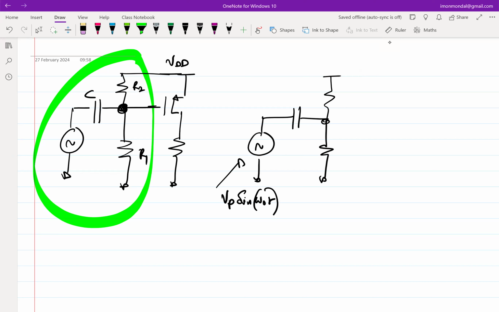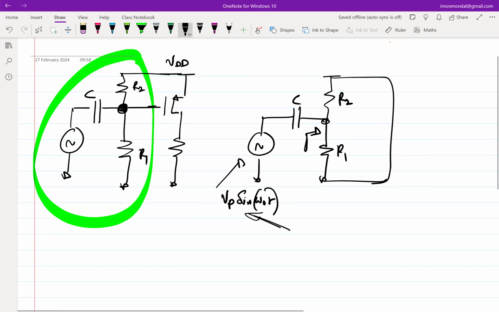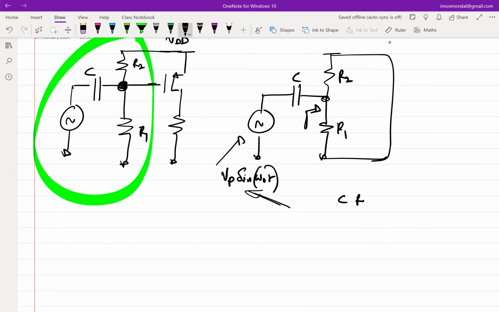So if we are only interested in figuring out how the capacitor will behave in the presence of an input having a frequency of omega naught, I don't have to bother about whether the VDD is present or not. So VDD I can short. So this R1 and R2 come in parallel. So this is effectively a Thevenin impedance looking into this node, right? The Thevenin impedance looking into this node is R1 parallel R2. So all we have to then figure out is the time constant associated with the capacitor, and the time constant is C times R1 parallel R2. This is the time constant.